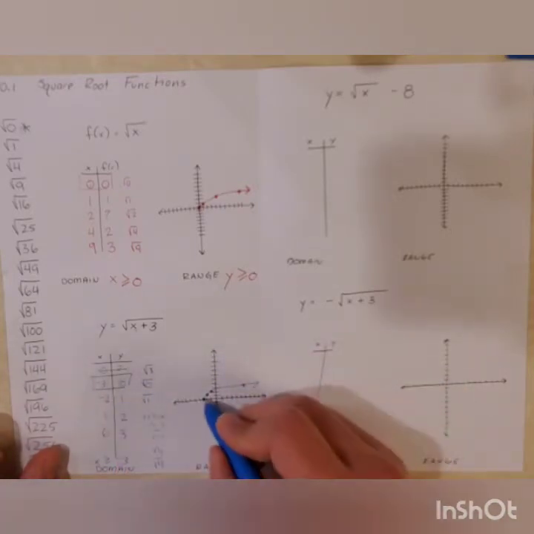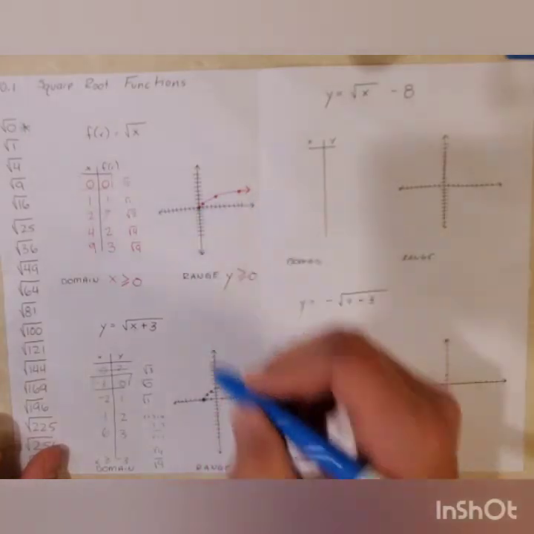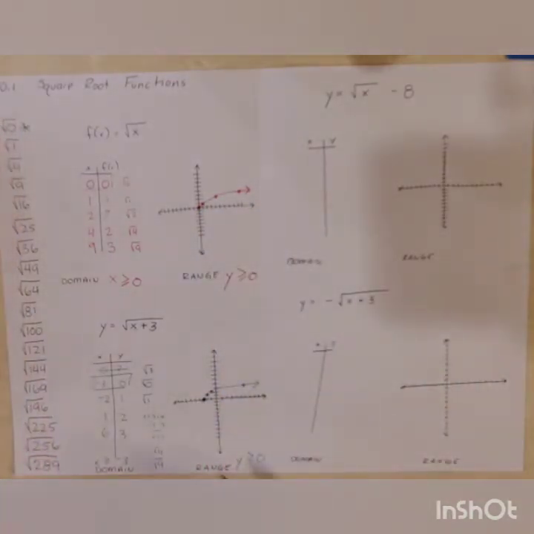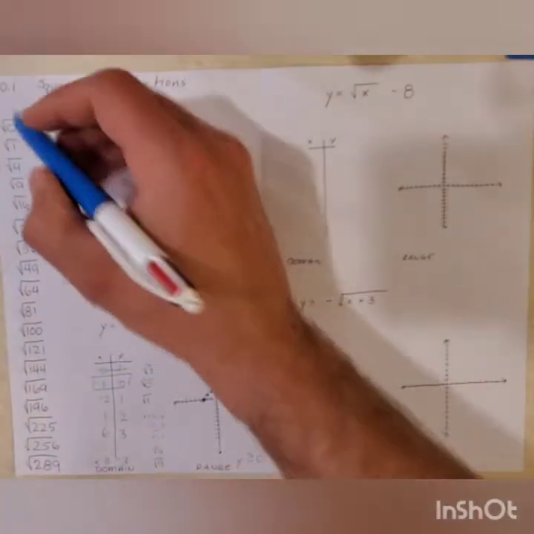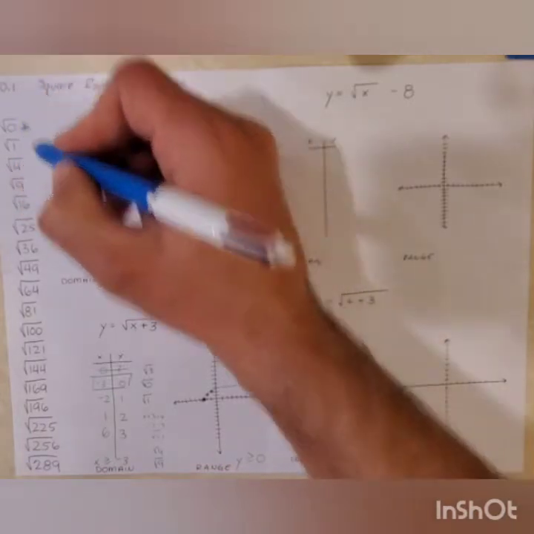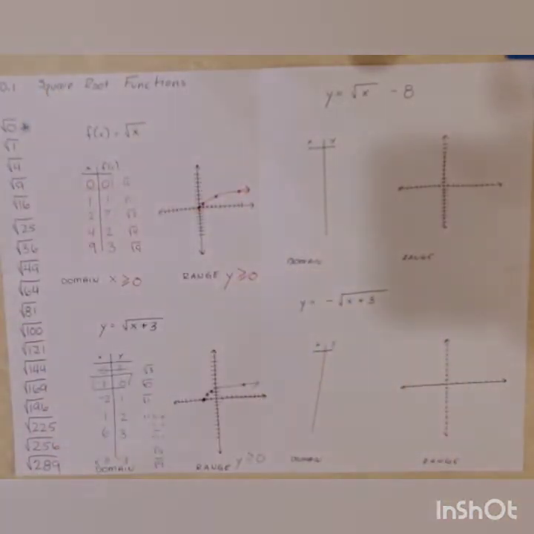That starting point is very important on both graphs. Remember, you have to get that square root of 0. This is the most important point. It's why it's the only one that has an asterisk on it. You have to get that square root of 0.